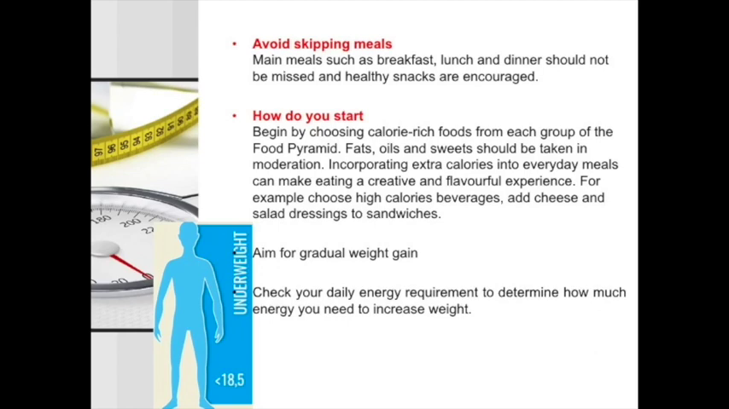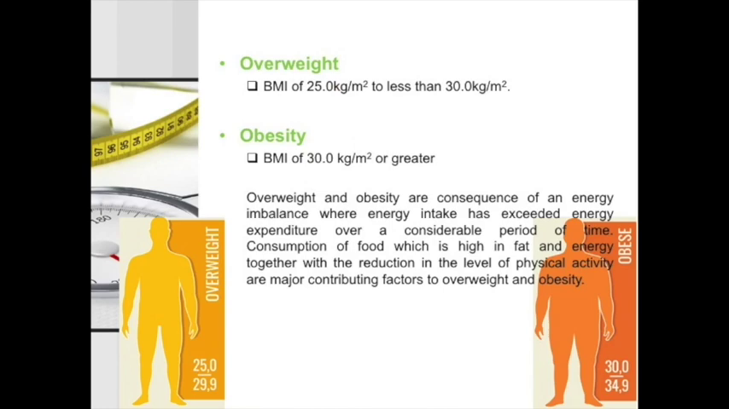At the same time, aim for gradual weight gain and check your daily energy requirement to determine how much energy you need to increase weight. Now we move on to understand the differences between overweight and obesity. You are considered overweight if you have a BMI of 25 to less than 30, and you are considered obese if you have a BMI of 30.0 or greater.